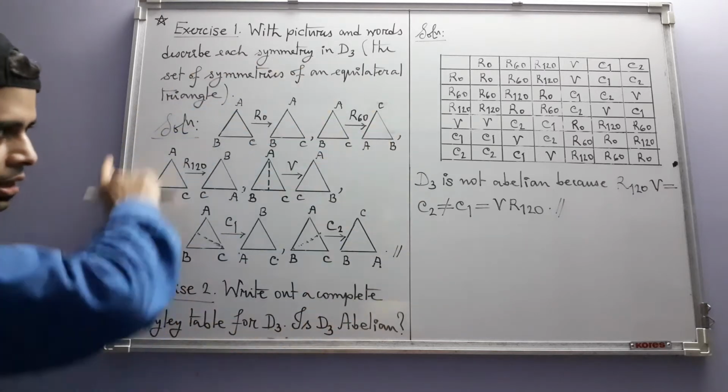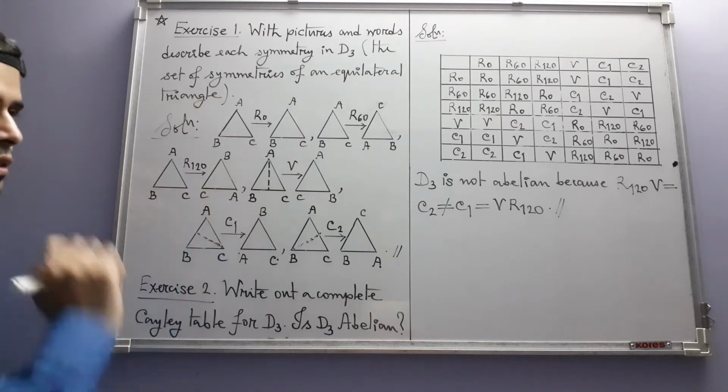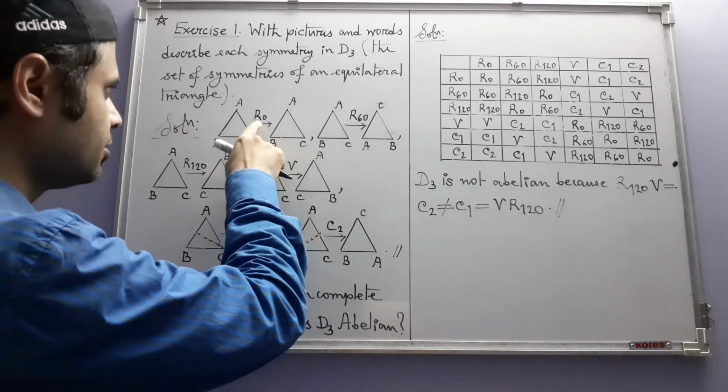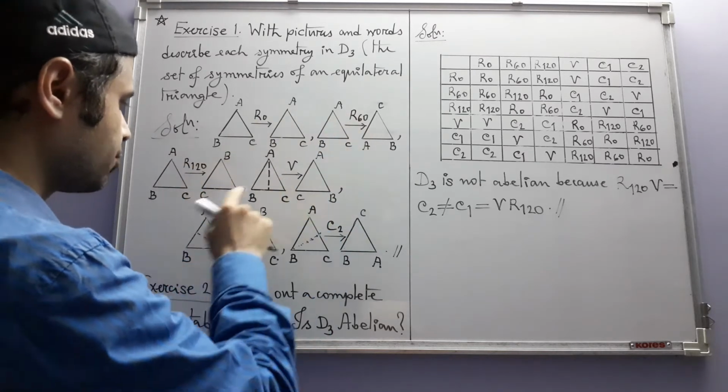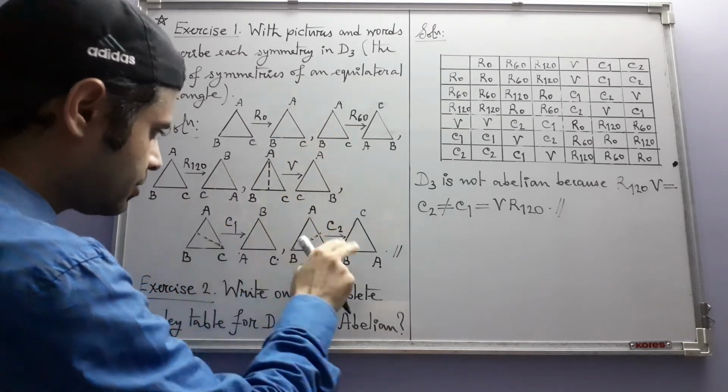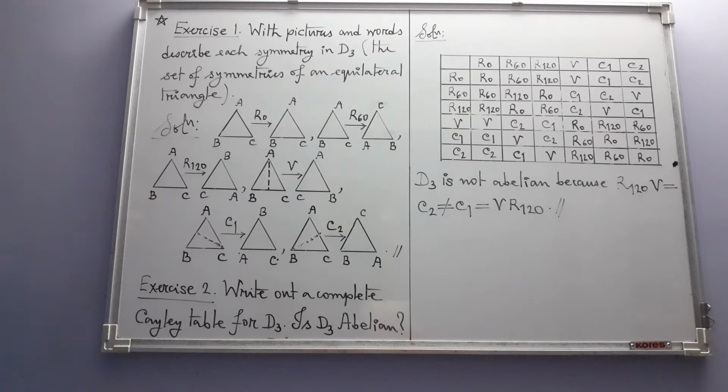These are all the symmetries in D3. Each one of them is an element in D3. How many do we have? 1, 2, 3, 4, 5, 6. That means 3 rotations and 3 reflections.